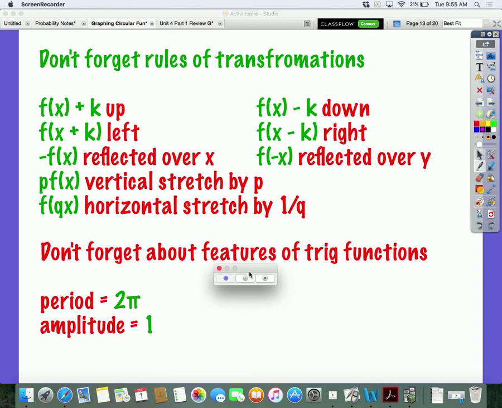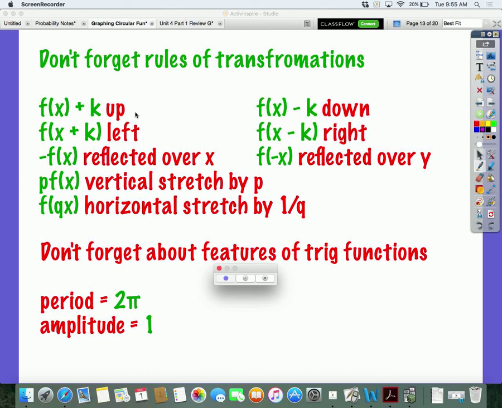Alright, so you don't necessarily have to get these down because remember, you've written them down already before. Just review transformations. Remember, if it's on the outside, like in these two cases, it moves either up or down. If it's positive, up; negative, down. And on the inside, if it's positive, it moves to the left; negative moves to the right. Remember, it's opposite whenever it's on the inside of your function.